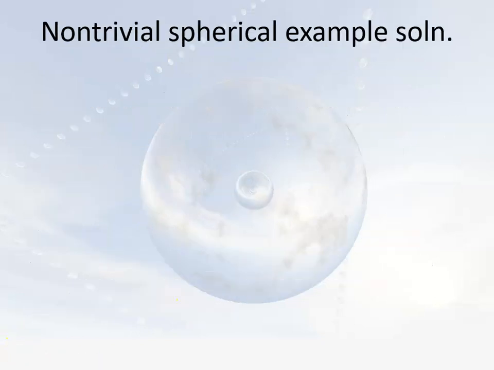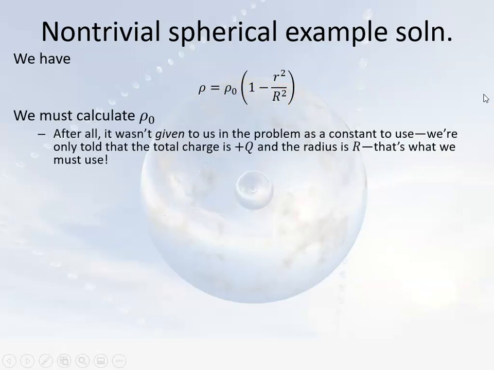Let's see what that looks like. So we're going to say that the charge density is proportional to 1 minus little r squared over big R squared. Well, what that means is that it's equal to 1 minus little r squared over big R squared times an appropriate constant, which I'm going to call rho naught. Question is, what's rho naught?